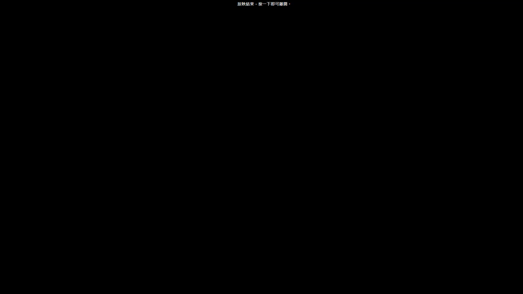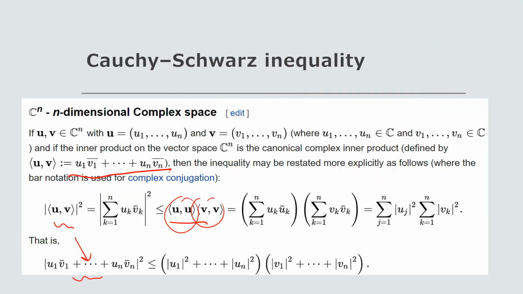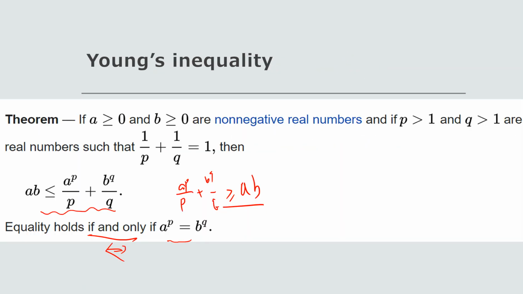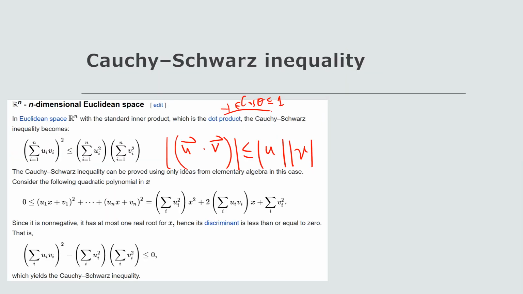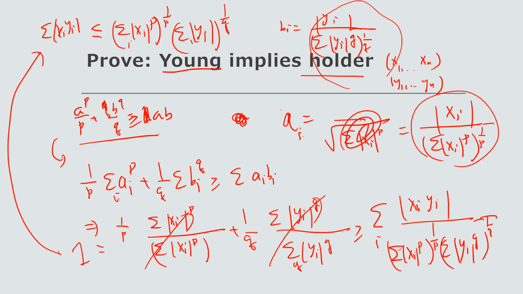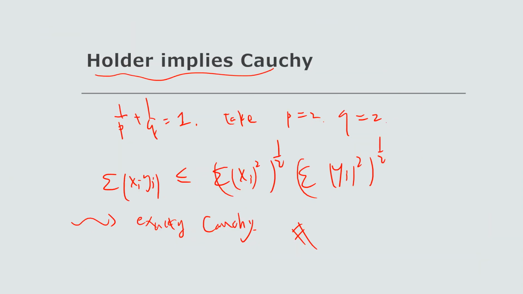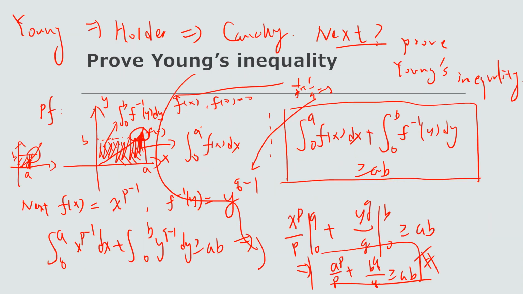Okay, so that's it. So let me just remind you. Oh, by the way, the complex version is basically same as the real version, so you just change it, and you can still use other way to prove it. Okay, so now this video start from the Young's inequality and the Hölder's inequality and Cauchy inequality, and we start from Young to prove Hölder, and the Hölder proof implies Cauchy, and the Cauchy implies, and finally we just prove the Young's inequality.